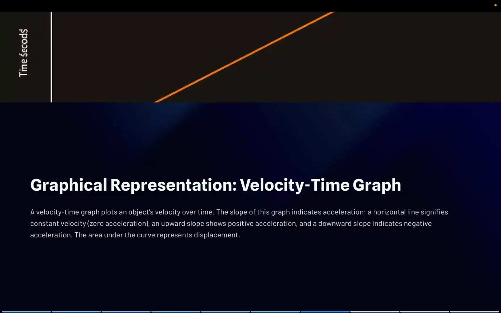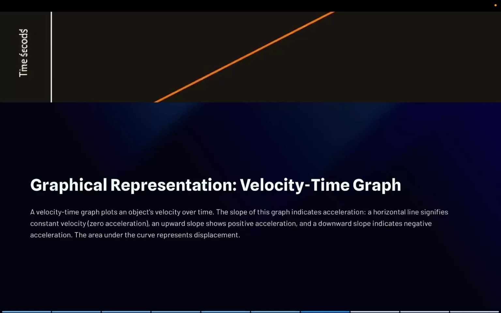A horizontal line signifies constant velocity or zero acceleration. The position time graph is the same as well, but there it's constant velocity. Here it's zero acceleration. And an upward slope in the velocity time graph shows positive acceleration. That means if it's going upward, it's positive acceleration, so the change of velocity is increasing.